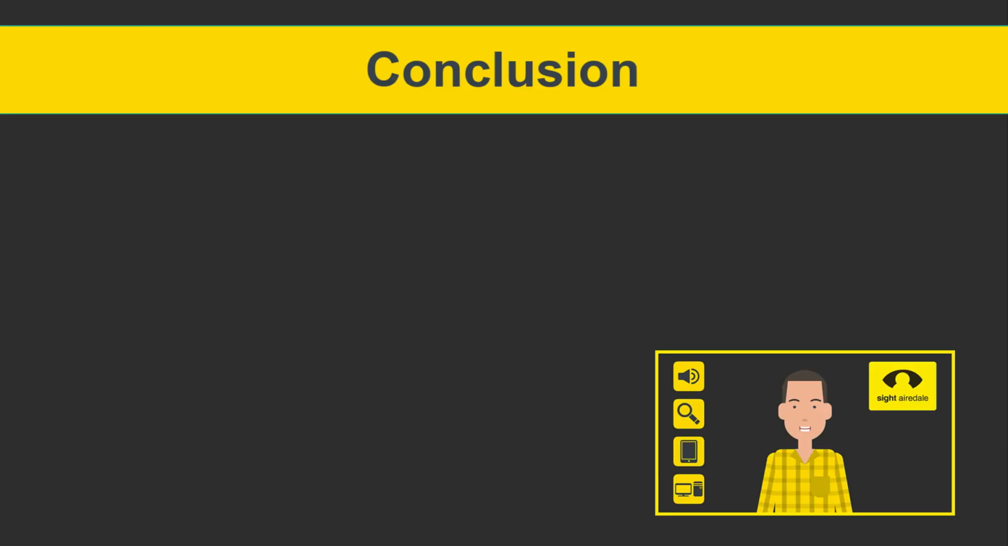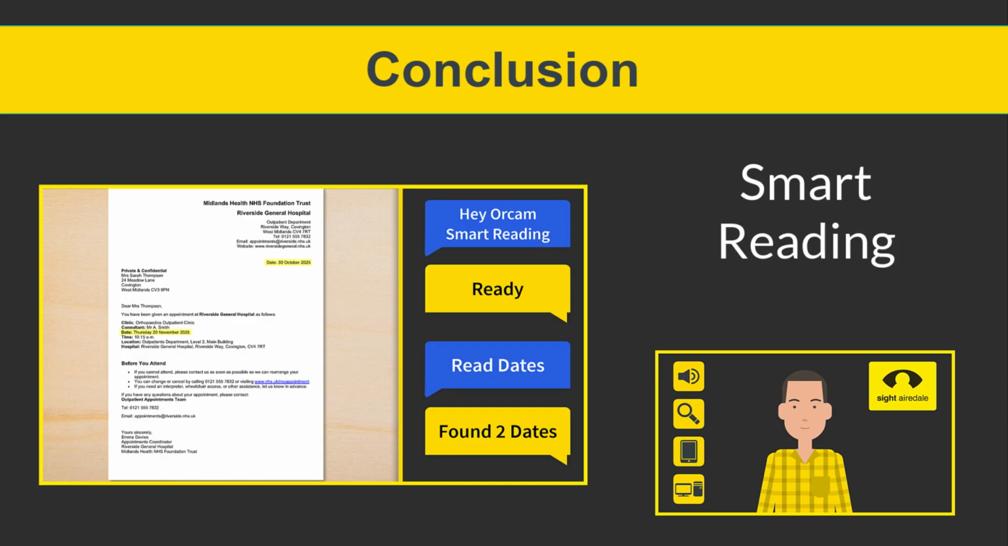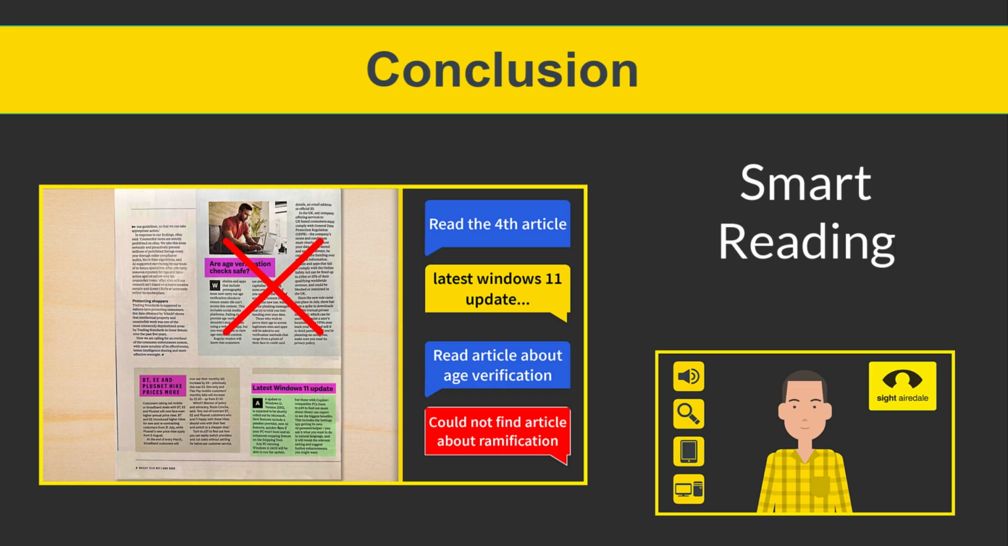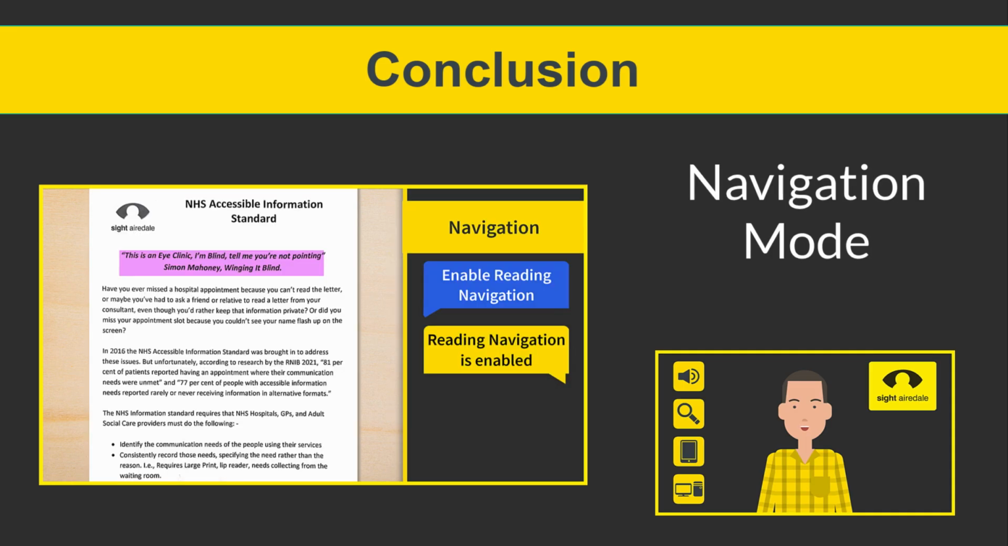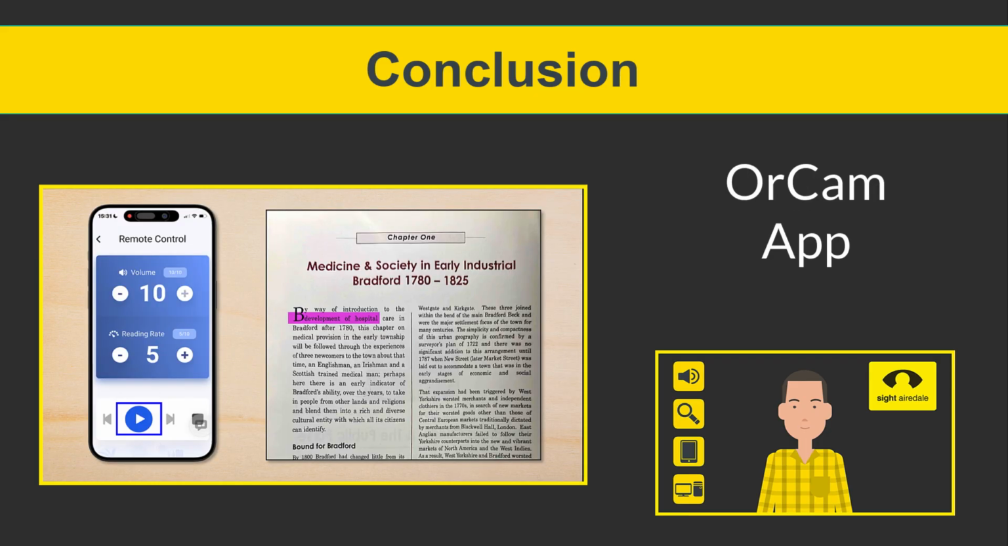In this video, we've covered using the OrCam to find dates, amounts, phone numbers, and text. Read headlines and magazine articles, navigate documents using the navigation mode, and remotely control your OrCam through the app.